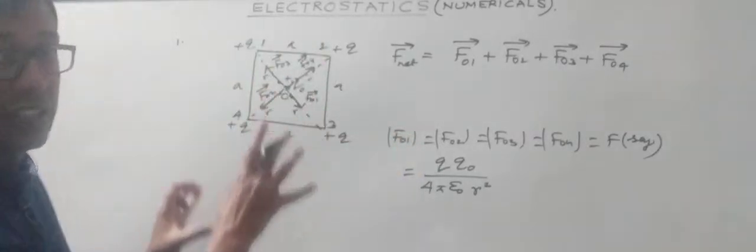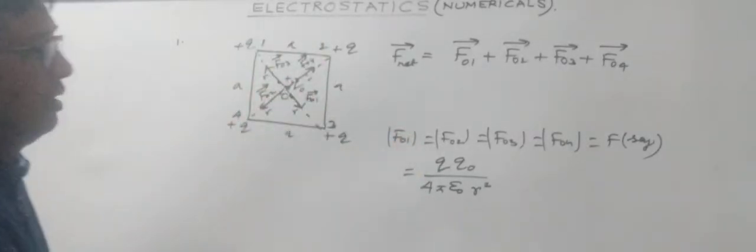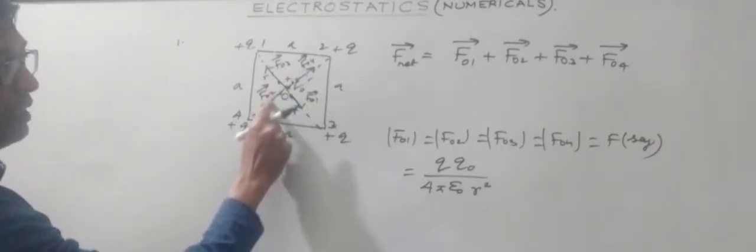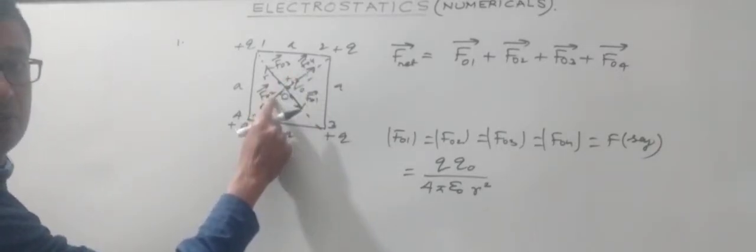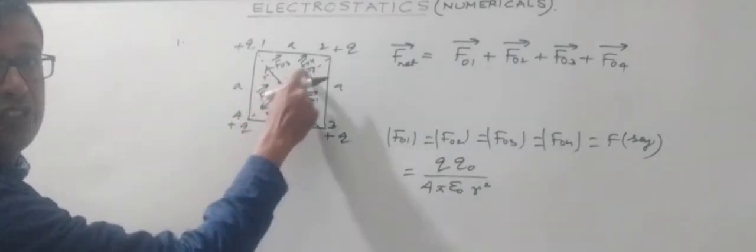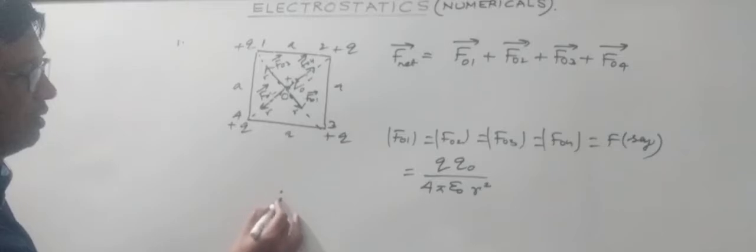Once you have represented the vector diagram, we need to consider the magnitude. Now consider these 2 forces. They are equal in magnitude, oppositely directed, so they'll nullify the effect of each other, isn't it? I'll represent it over here.